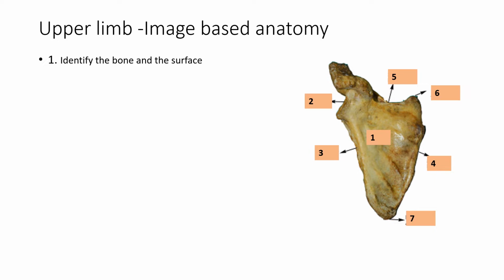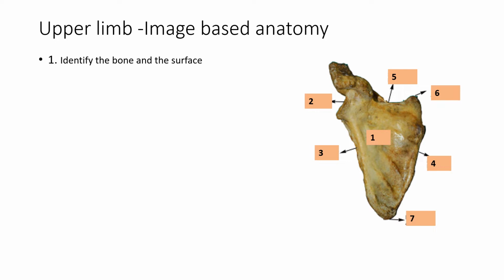And then what is the surface you are seeing in this picture? So that is the thing which you have to keep at the back of your mind when you are seeing a bone. And what is the surface? So if you look at this bone, it's a triangular bone and it has got 3 angles, 3 borders, 3 processes. That's how you remember. And it has got 2 surfaces. One is the dorsal surface, the other is the costal surface.